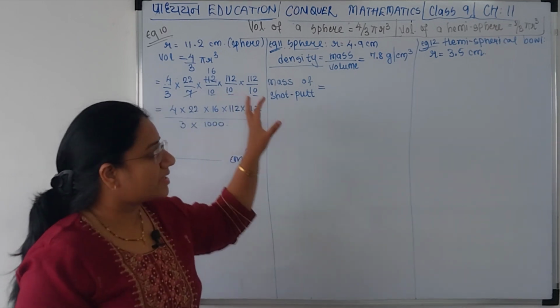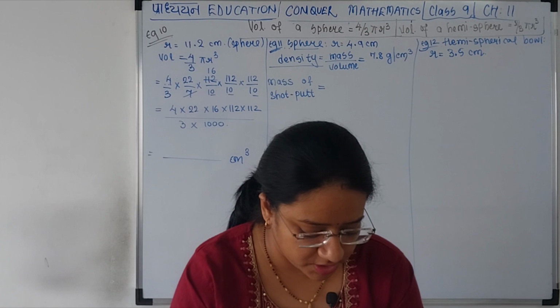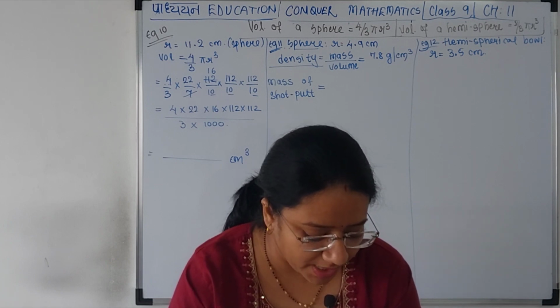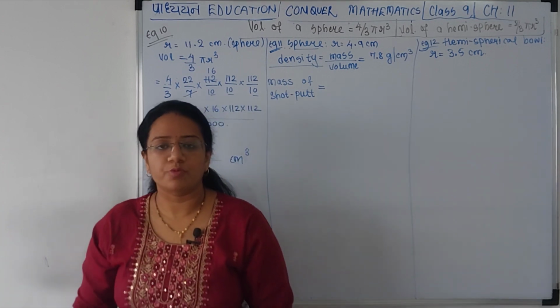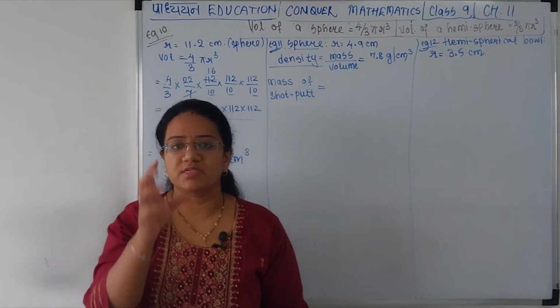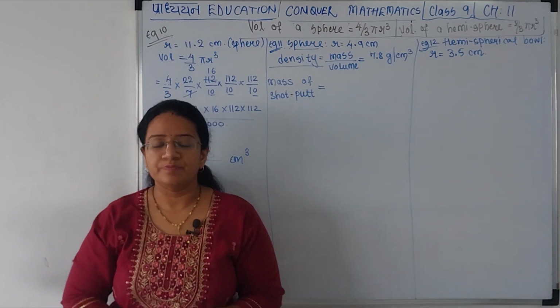The question is, let's read the question. A shot put is a metallic sphere of radius 4.9 centimeter. If the density of the metal is 7.8 grams per centimeter cube, find the mass of the shot put. You know what a shot put is? The ball you use to throw at a particular distance. It is a heavy ball made up of metal, correct? Mostly iron.